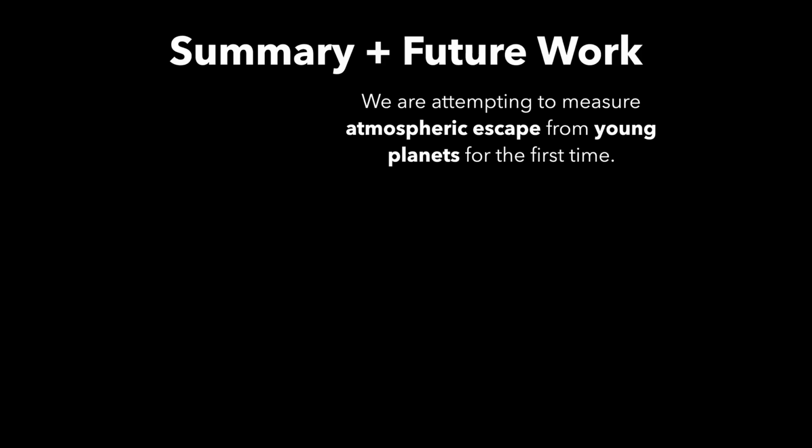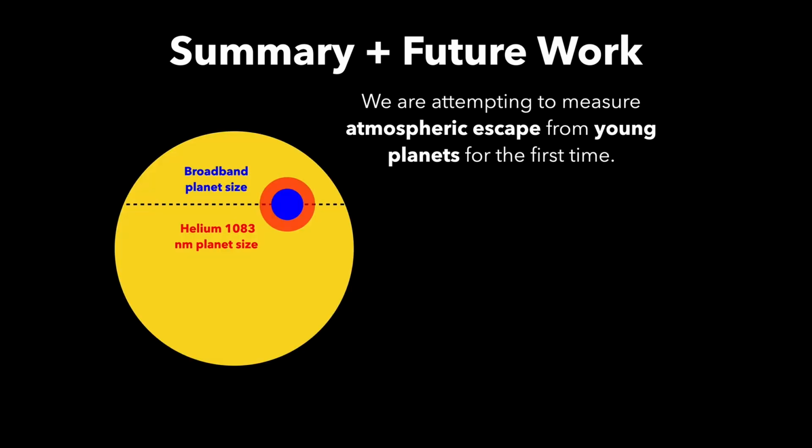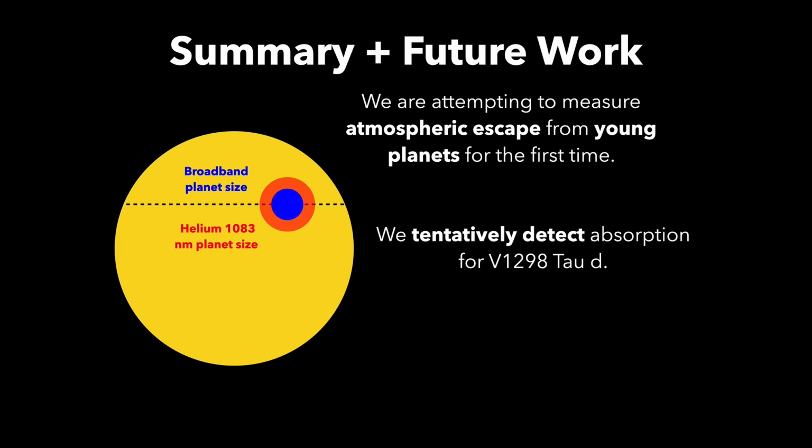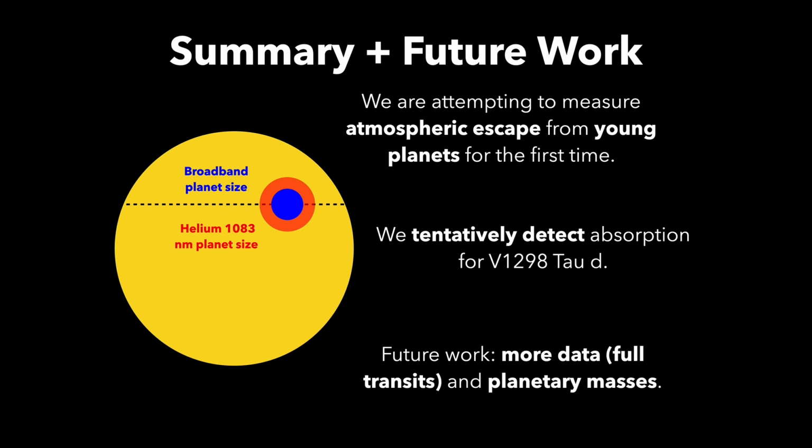To summarize our work, we are attempting to measure atmospheric escape from young planets for the first time. And here's a graphic of the geometry of what we're actually measuring. We tentatively detect helium absorption for V1298 Tau d, which indicates that this might be the first known young planet with observationally accessible mass loss. In the future, we'd of course like to get more data, which we'll hopefully be gathering in the winter, with some more full transits, weather permitting. And we'd also like to measure the planetary masses to know the gravitational potentials from which these planets' atmospheres may be escaping. That's all I've got.